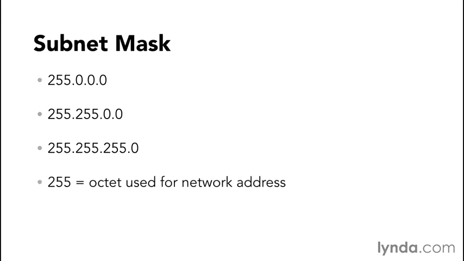So any place we see 255, that means the corresponding octet in the IP address is being used to specify the network portion. And any place we see a 0 in a subnet mask, that means the corresponding spot is being used to specify the host address. Let's go through a few examples.